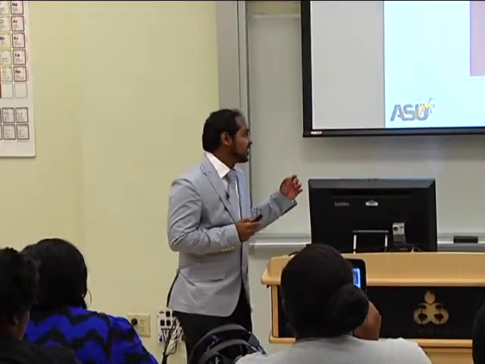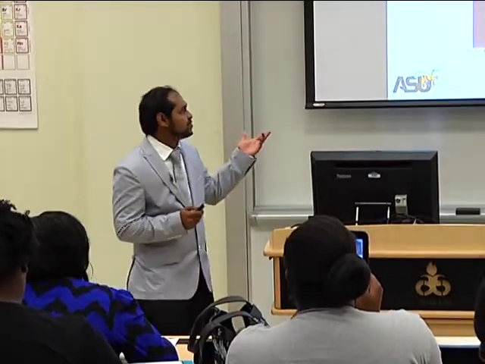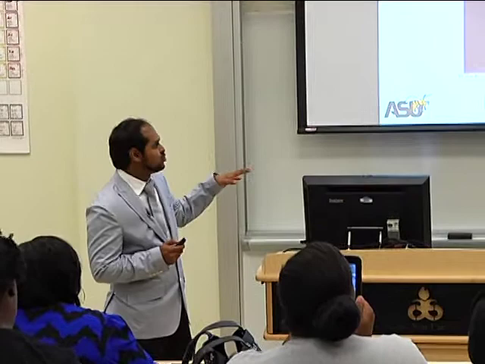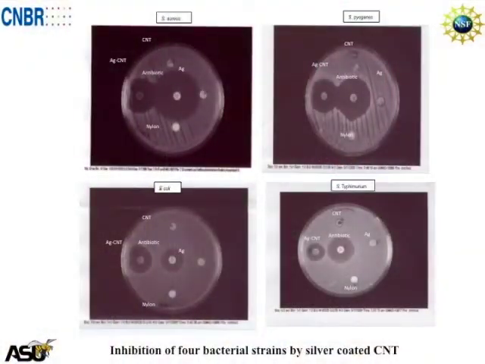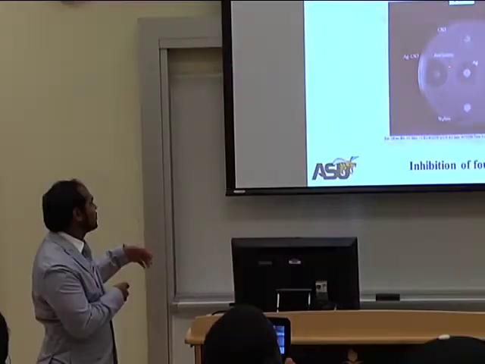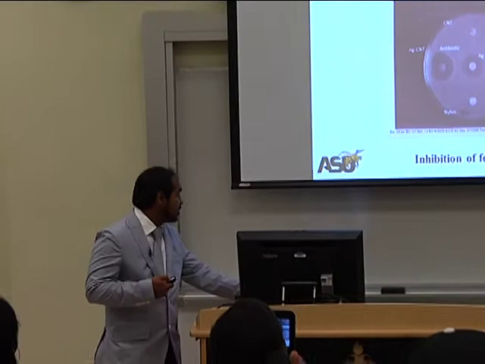So this was the work that they published using some gram-negative and gram-positive pathogens, and they were able to show that, compared to only silver, in this Kirby-Bauer assay, the silver CNT-treated bacteria had more zone of inhibition.